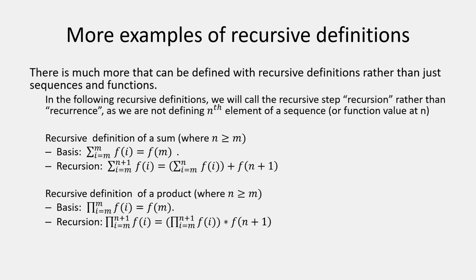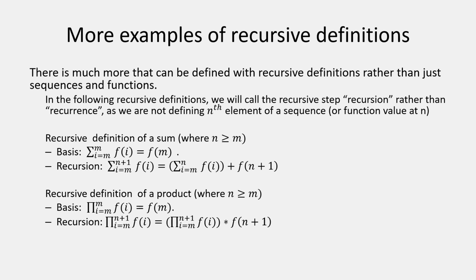One definition that you have already seen is the definition of a sum. I could define what the summation sign means by saying that the sum of f of i for i from m to m is just equal to f of m. And similarly, the product from m to m just equals f of m.